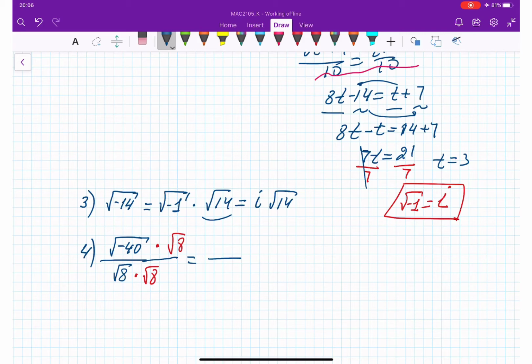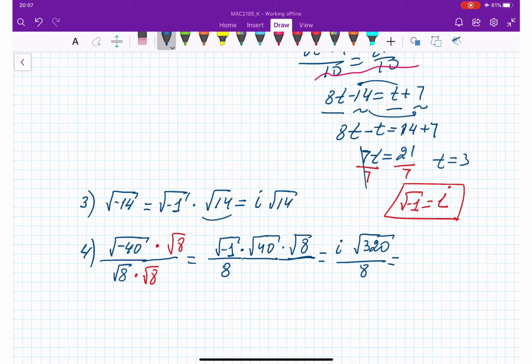What do we get? 8 will stay underneath, because square root 8 times square root 8, 8 will come out. And here we are going to have negative 1 times negative 40 and times negative 8. Times square root 8. So square root of negative 1 times square root 40 times square root 8. So square root negative 1 is i. Now 40 times 8, it's going to be 320 over 8. Let's see what we can break into 320.